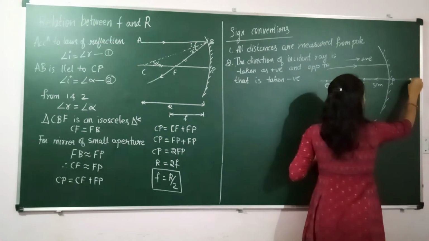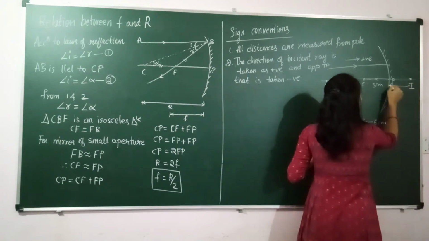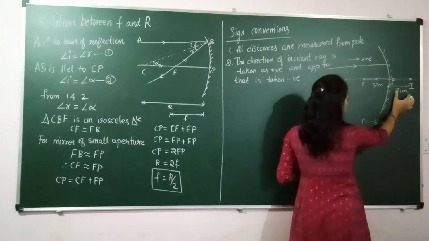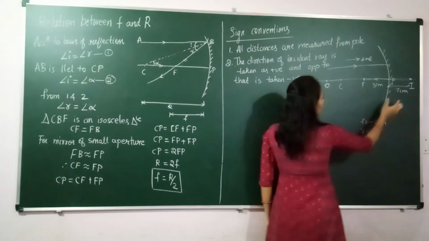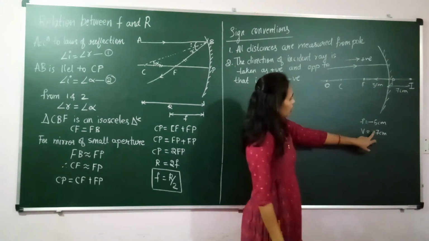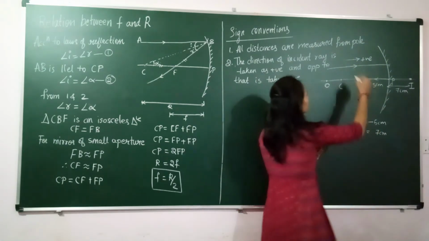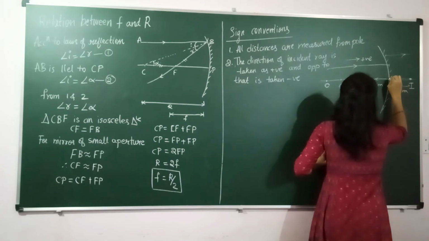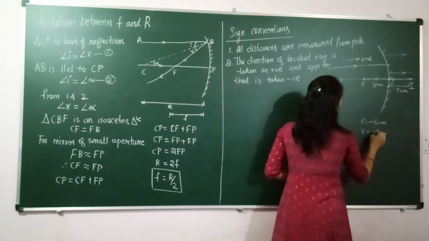Suppose the image is formed here, and this distance is 7 centimeter. The image distance we mention with v, and we take this distance as 7 centimeter. Now, do we write plus 7 centimeter or minus 7 centimeter? This is the direction of the incident ray, and we are measuring from pole to image. Both directions are the same, so here we take it as plus 7 centimeter.